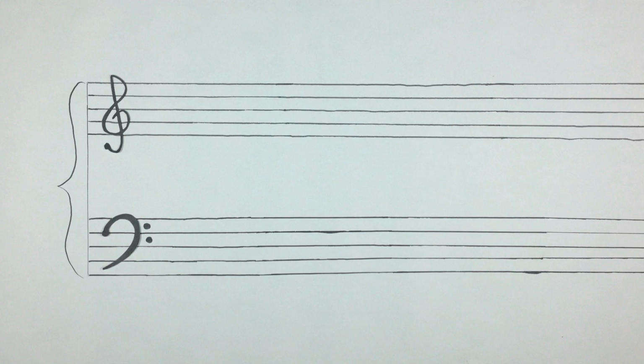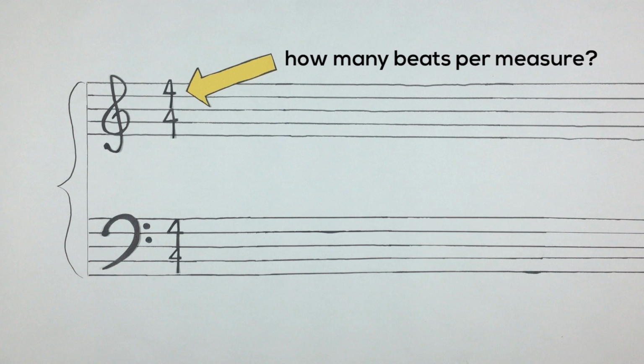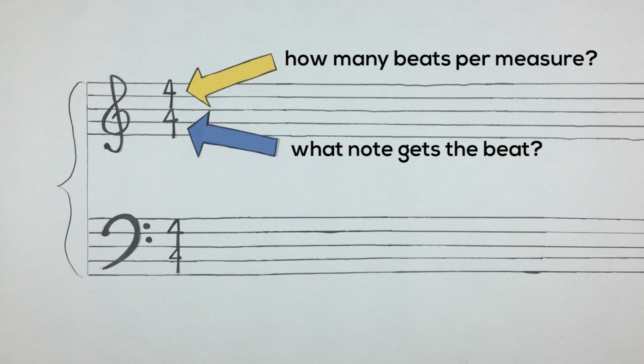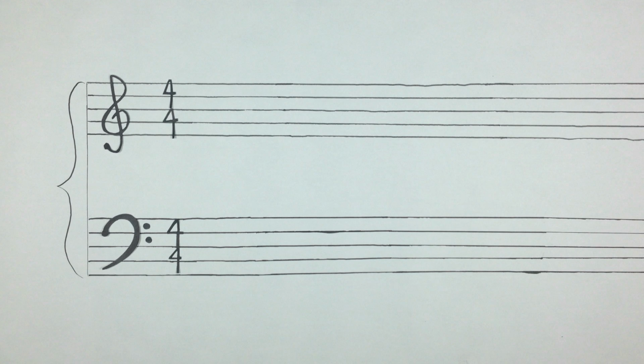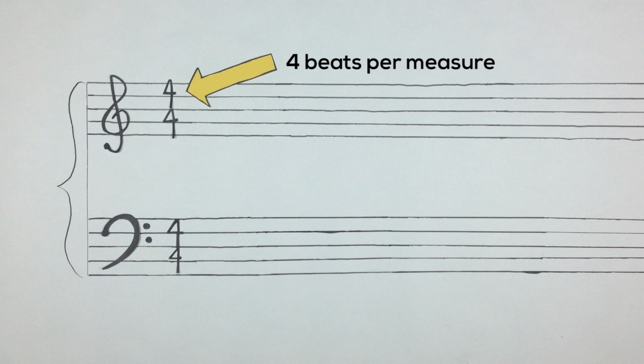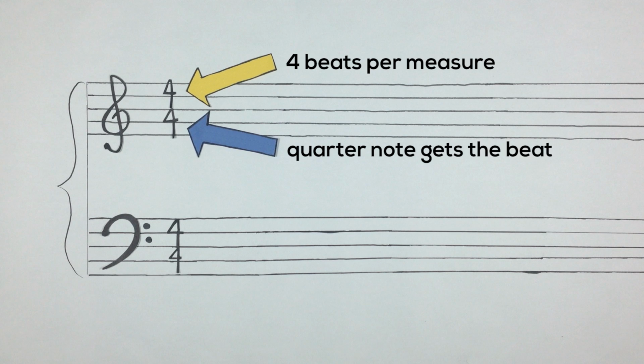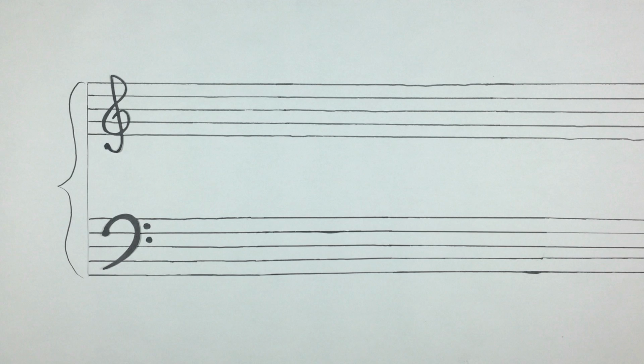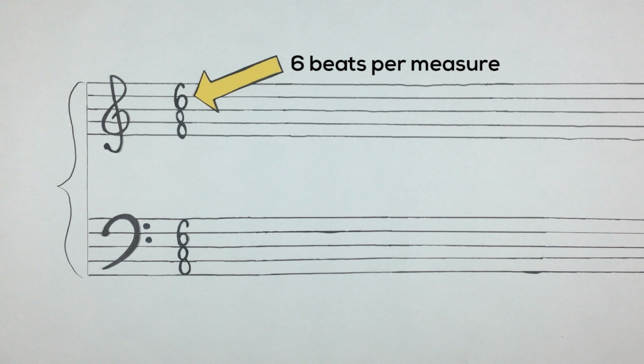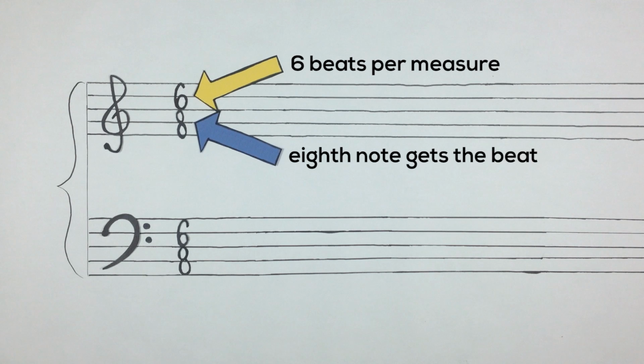Time signature. The time signature is made up of two numbers. The top one tells you how many beats are in a measure, and the bottom one tells you what note counts as one beat. For instance, 4/4 means there are 4 beats in a measure, and the quarter note gets the beat. Or 6/8 means there are 6 beats per measure, and the 8th note gets the beat. We'll take a closer look at this in the next video.